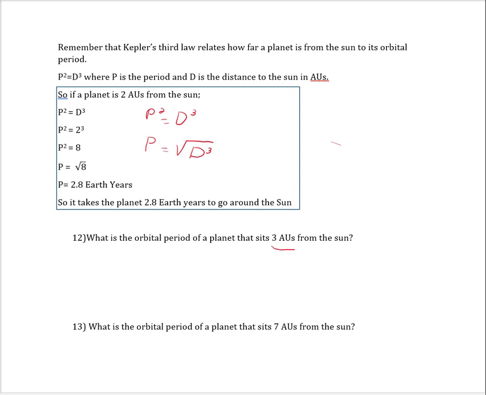If we did it the other way, if I gave you the period, then we'd have to take a cube root. That's not hard to do with calculators, but it adds a little bit of difficulty to it, so we're not going to worry about that. We'll just do it one way, where I give you the distance and you calculate the orbital period.